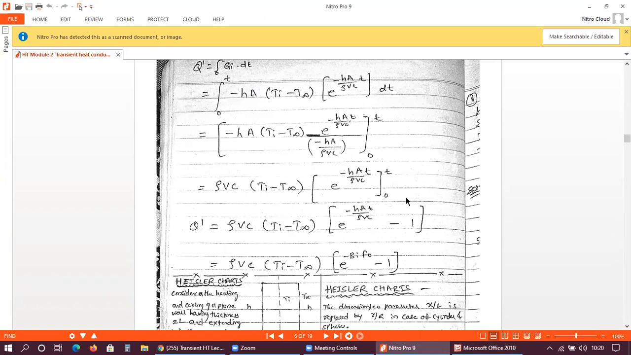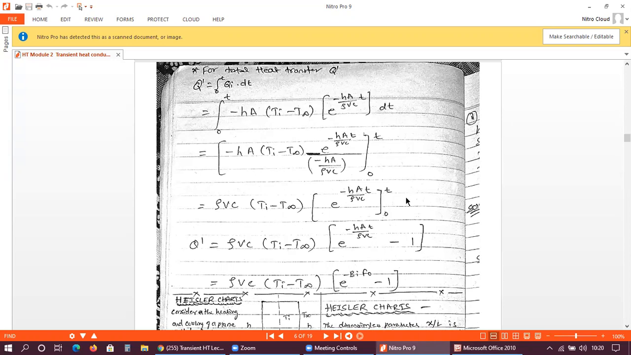There is not much more in the second module. Anyhow, you can grab maximum marks from this derivation. So this is all about the derivation that is related to the transient mode of heat transfer.